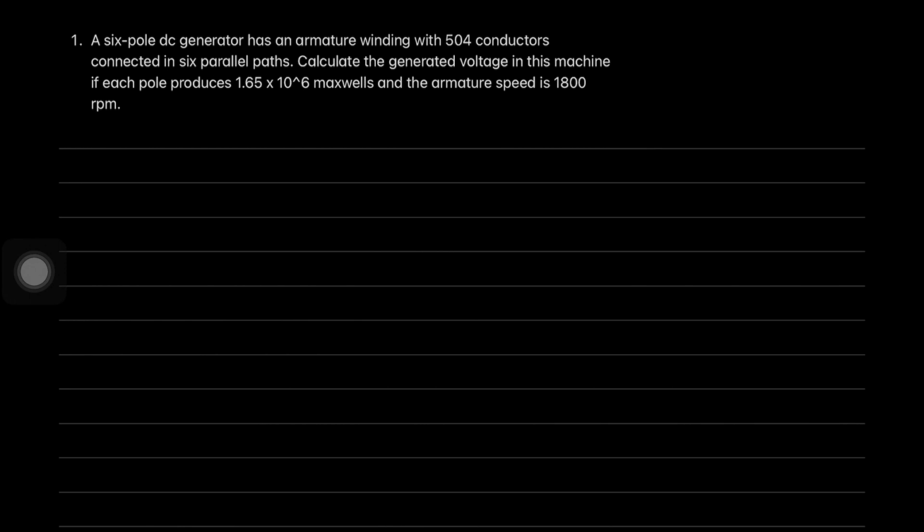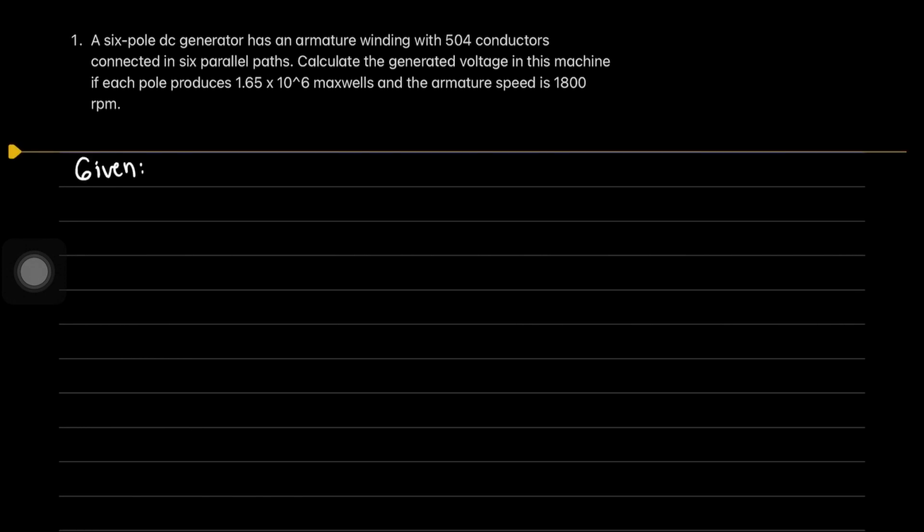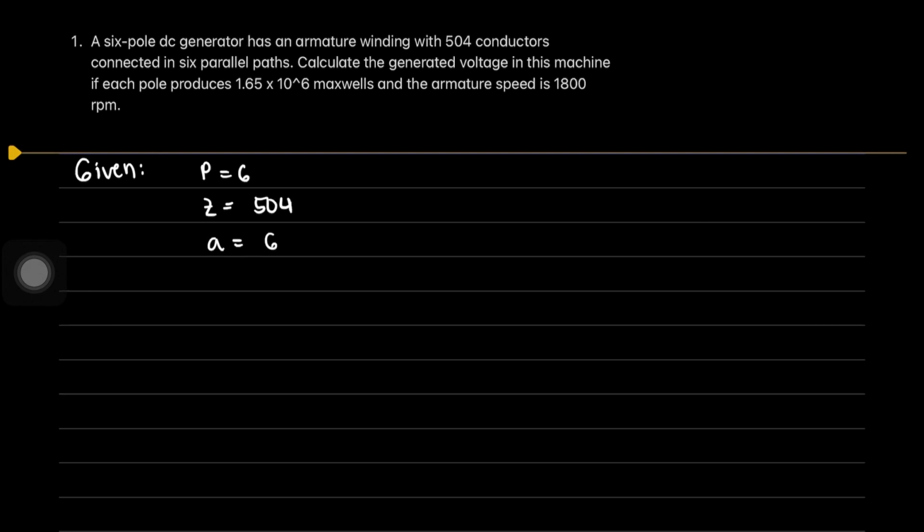In solving problems like this, it's always advisable to enumerate or list down the given parameters. So in enumerating the given parameters, we have the number of poles, which is equal to 6, the number of conductors, which is equal to 504, the number of parallel paths, which is equal to 6. The flux per pole is also given to be 1.65 times 10 raised to 6 Maxwells, and the armature speed is 1,800 RPM. Right? Now, we already list down the given parameters.